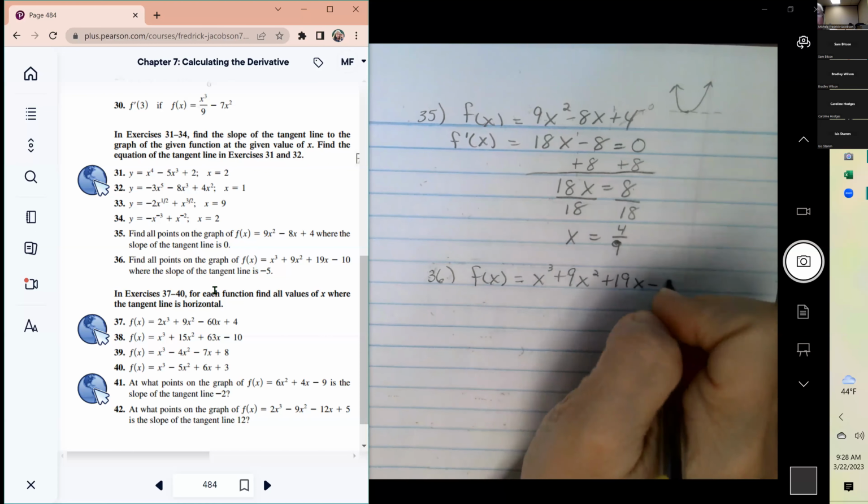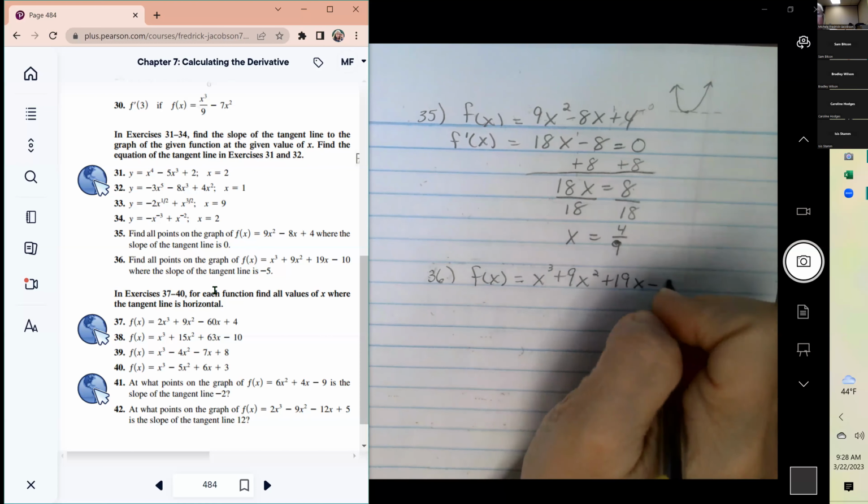So this one wants to know where the slope of the tangent line equals -5. So first thing, find the equation for the slope by taking the derivative. Three x squared plus 18x plus 19. Any questions? We want to know when this equals -5.